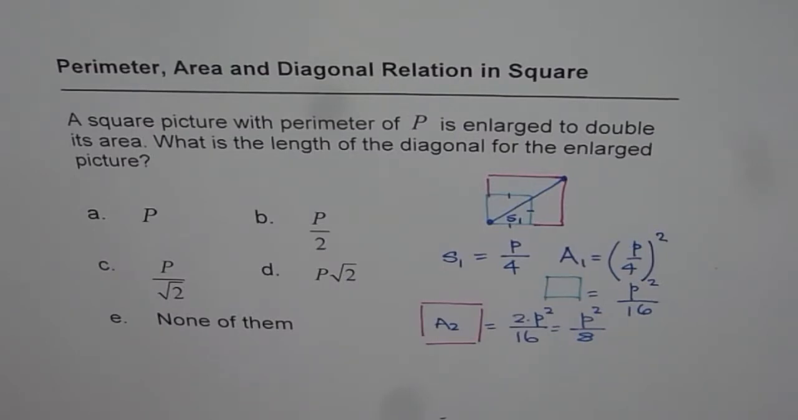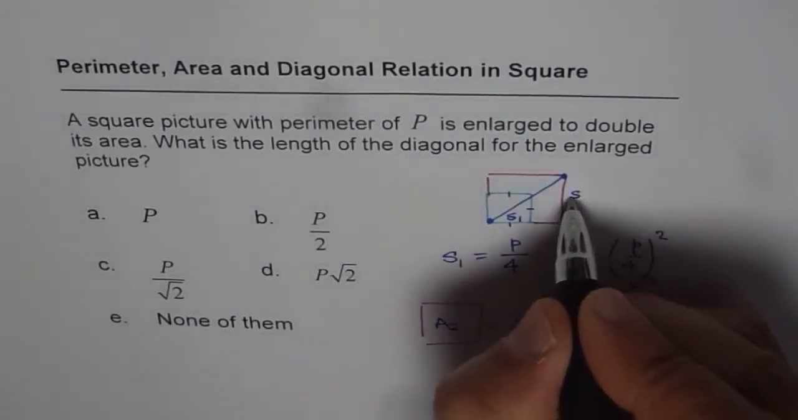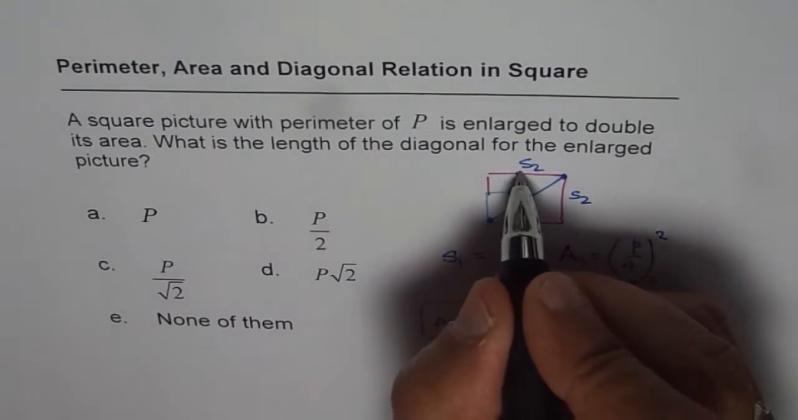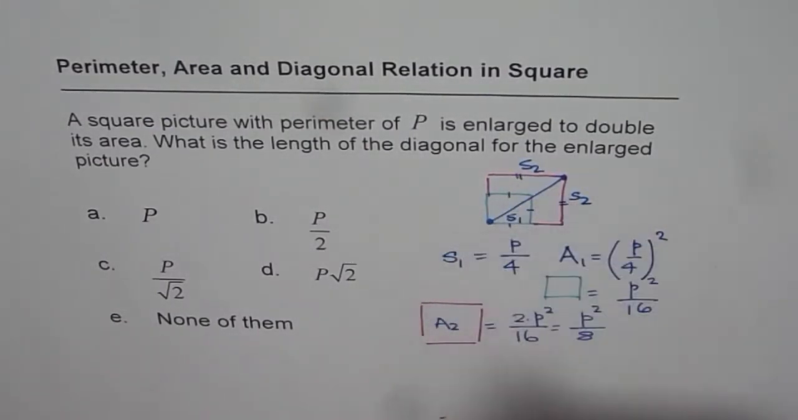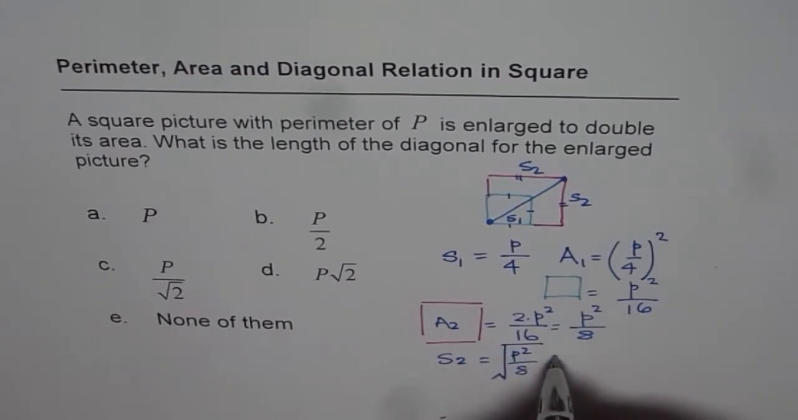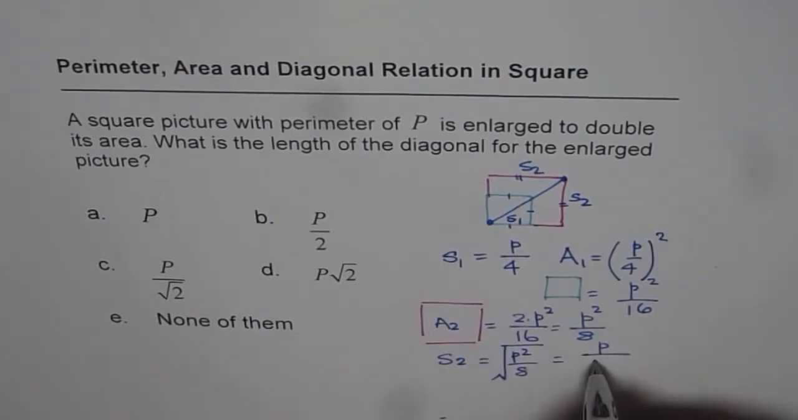Now if the area is P square over 8, then what is going to be the side length? Let's say the sides of the bigger square are S2. How much are these lengths going to be? S2 is going to be the square root of the area, correct? So square root of P square over 8, which is P over square root of 8. I know I can write this as 2 square root 2, but let us keep it as such. So that is what each side is.